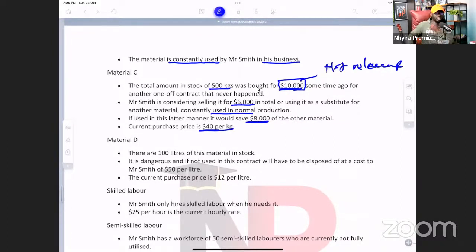So the question here is, what's the relevant cost? Now remember, there are only two options available for this product. So the current purchase price, forget about it. Again, that's not relevant for us because the material is not in constant use. The 500 kilograms of material in question is not in constant use. So that one, it's not even our headache. I hope you're getting me. But now there are two options here. Sell it for 6,000 or save yourself 8,000 by using it as an alternative for another material.